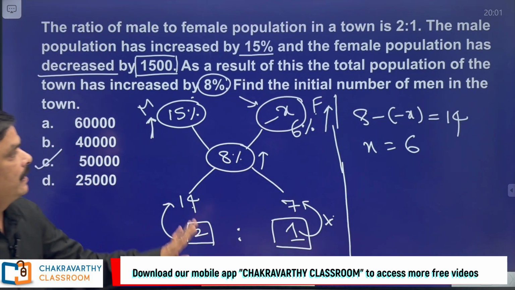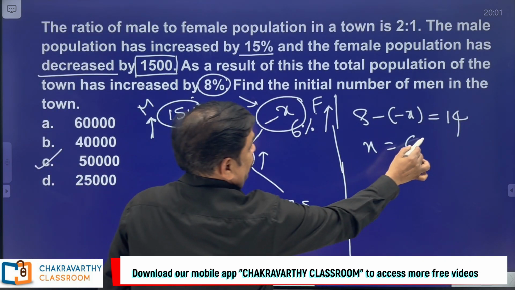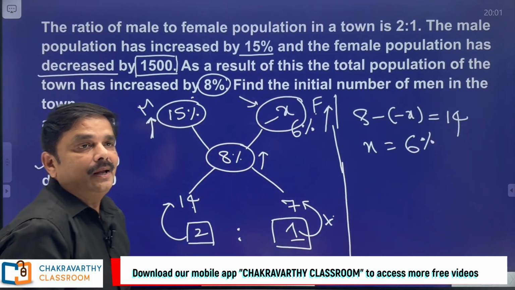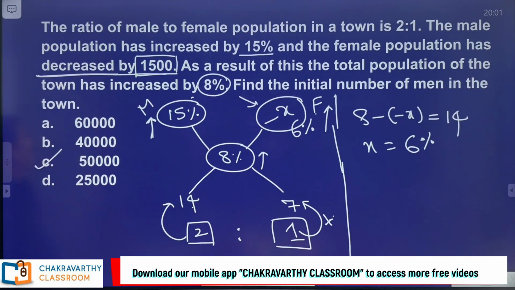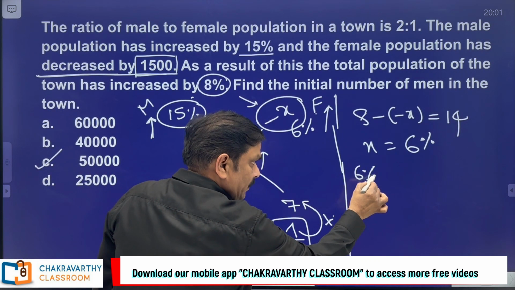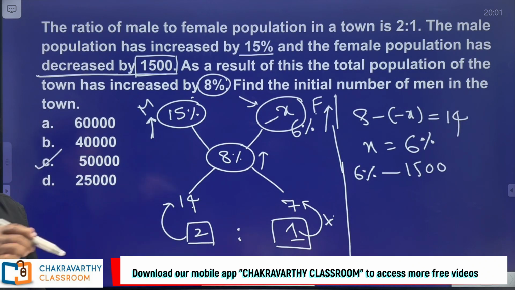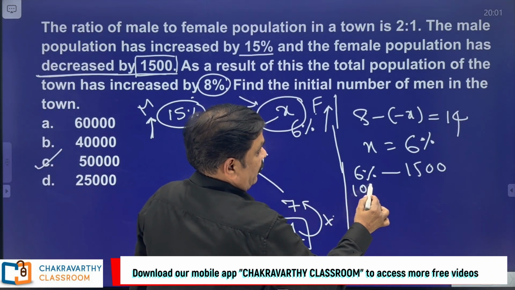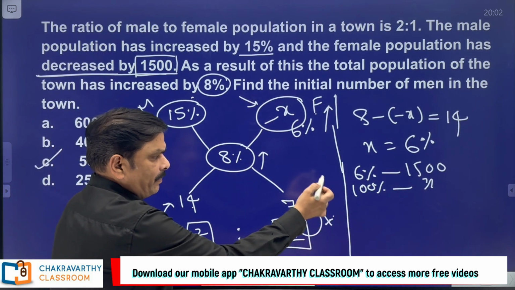Then here, students, I'll apply the same thing here. How to go for this one? X is nothing but 6%, isn't it? Okay, now they have given that the female population decreased by 1500. That means 6% of the total female population is 1500. Okay, now the total female population is nothing but 100%. 100% is how much? Right, simple simplification here.